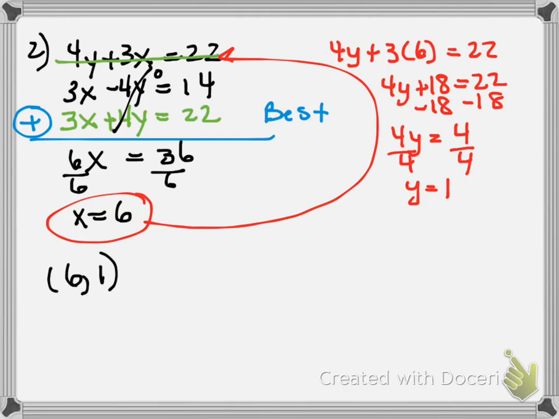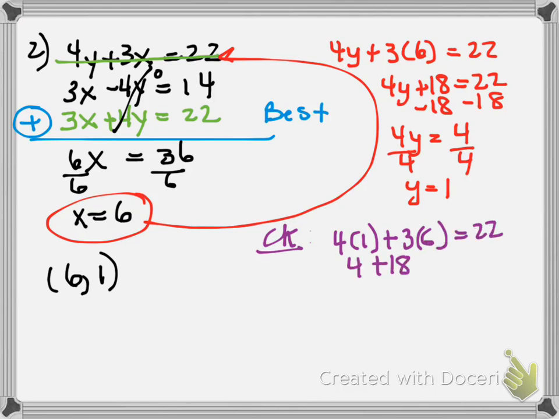But again, I want to make sure that I'm doing it right, so I'm going to check. So 4 times the y value, 1, plus 3 times the x value, 6. Does that equal 22? So I have 4 plus 18, and 4 plus 18 is 22. So it satisfies the top equation.